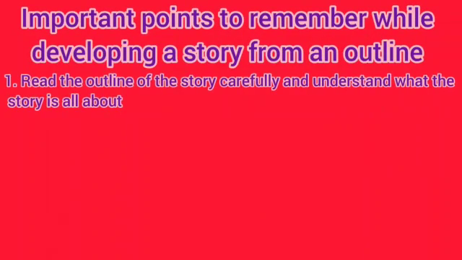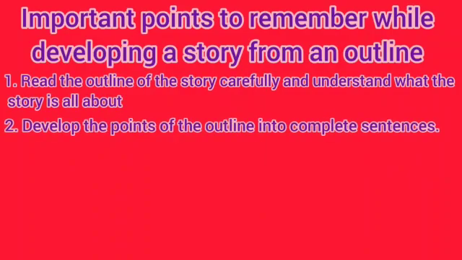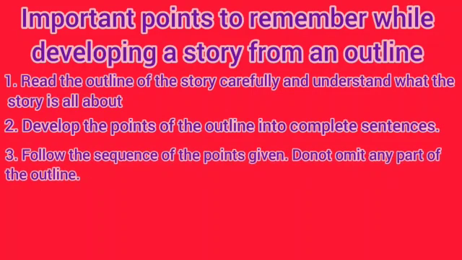Important points to remember while developing a story from an outline. First, read the outline of the story carefully and understand what the story is all about. Second, develop the points of the outline into complete sentences. Third, follow the sequence of the points given. Do not omit any part of the outline.